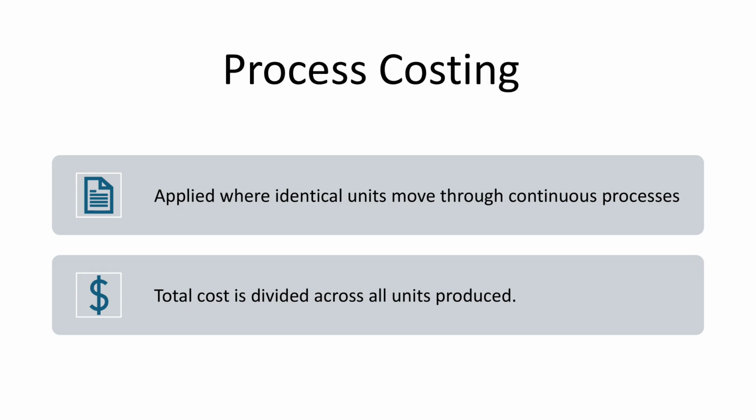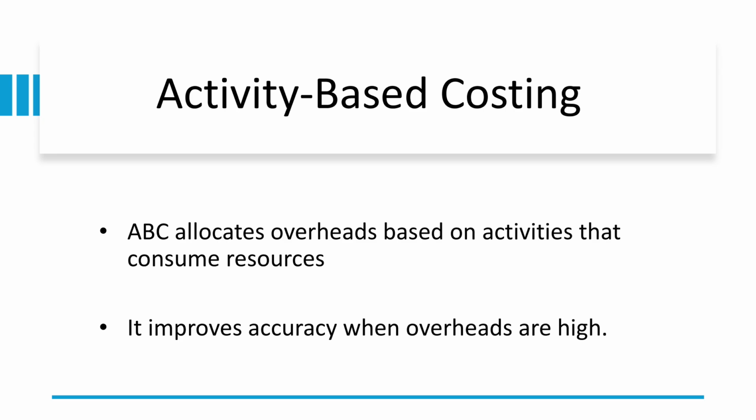Now let's take a look at activity-based costing, which is ABC. ABC allocates overheads based on activities that consume resources. It provides more accurate costing when overheads are high or processes are complex.